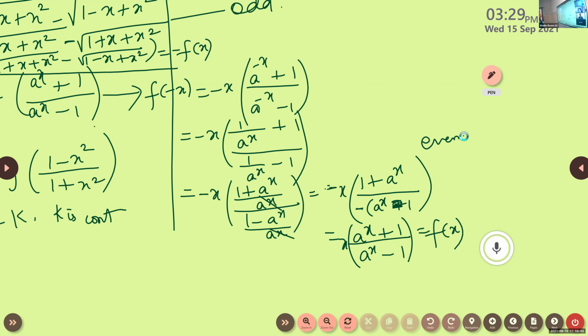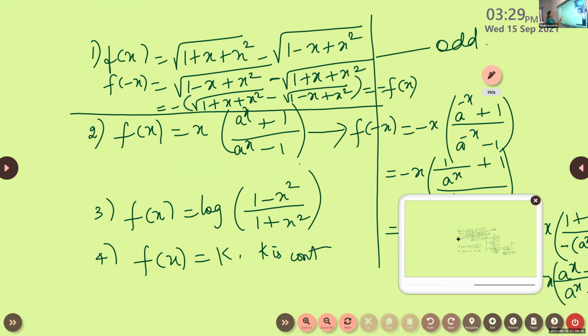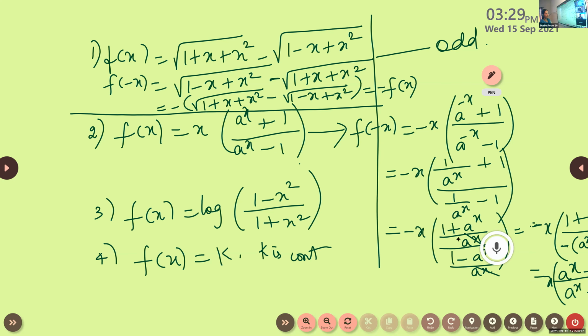Okay. Now look at the third one. What is the third one? Log of 1 minus x square by 1 plus x square. When you put x as minus x, what happens? Whether the function will change? When you put x as minus x, so minus x the whole square, here also it is minus x the whole square. Whether the function will change or not? Diya? Will it change? No. Therefore it is an even function.